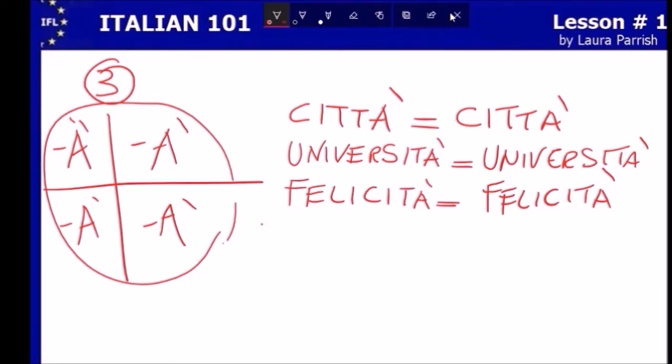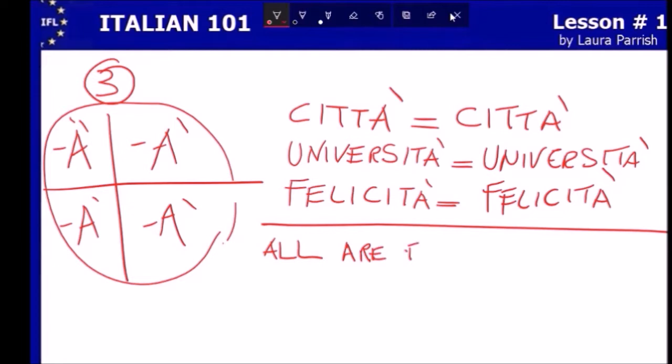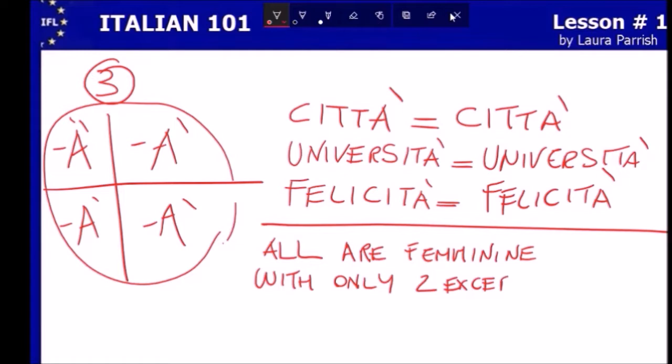We talked about the singular and the plural. What about the masculine and the feminine? This is so easy because all the words in this pattern are feminine. All of them are feminine, with only two exceptions. Maybe there are more, but probably they are words that you are never going to use.